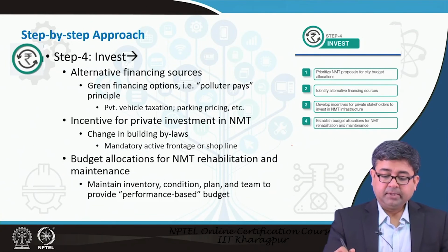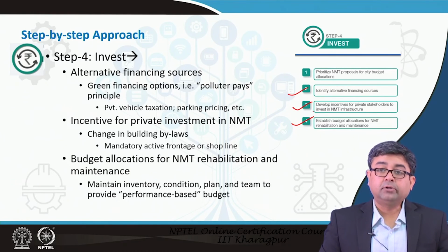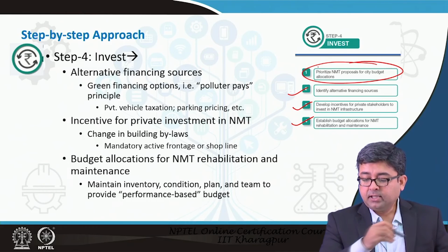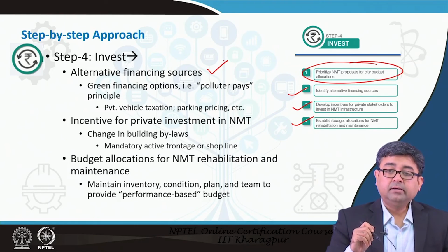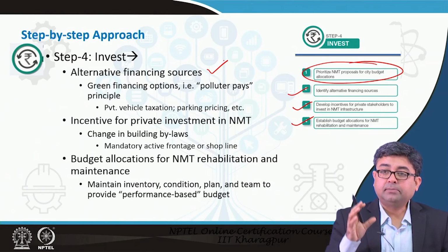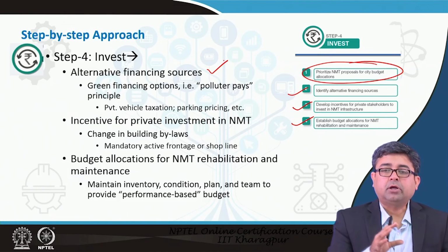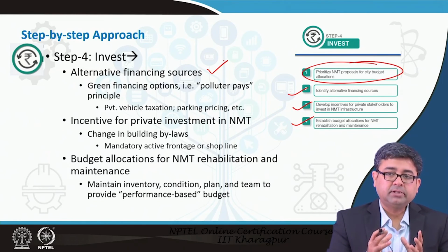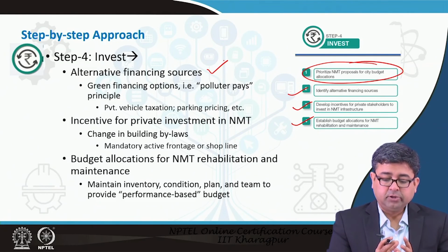Finally, let us briefly look at the other 3 steps that are involved in the 4th step of the 5-step process, which is invest. We have looked at prioritizing NMT proposals. The next step is finding alternative financing sources. As we mentioned before, money for NMT projects is always lumped with other projects, other highway projects or other mass rapid transit projects. So, you have to always be ready to find alternative ways of financing your NMT projects.